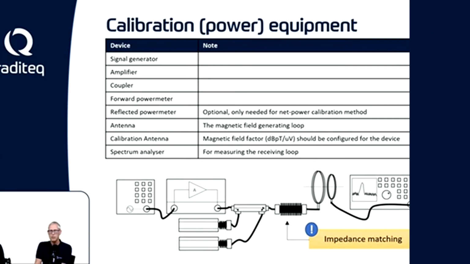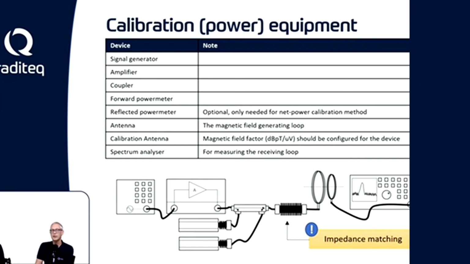For the higher frequency range, the power method is advised. And we see that we are using a different setup for this measurement. In this situation, we are using the signal generator, an amplifier, and then at the output of the amplifier, a coupler is connected with a forward power meter and optionally a reflected power meter. The output of the coupler is connected to the transmitting magnetic field loop again.